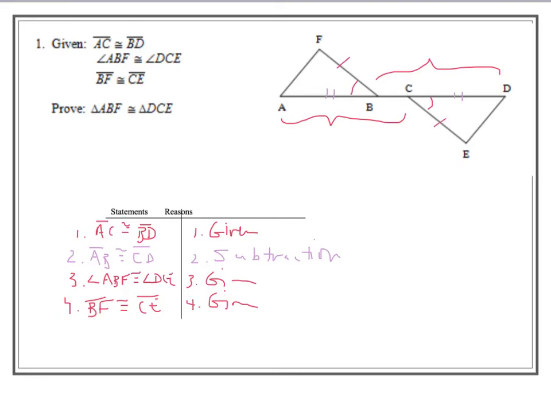Now, it should be horribly obvious based on the tick marks that I've used that the triangles ABF and DCE are congruent. Examine the tick marks. Side, included angle, side, side, included angle, side. When you get that correspondence, we can now say triangle ABF is congruent to triangle DCE based on side, angle, side, and we are done.